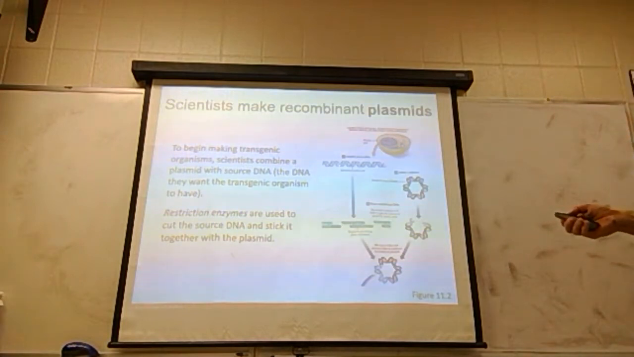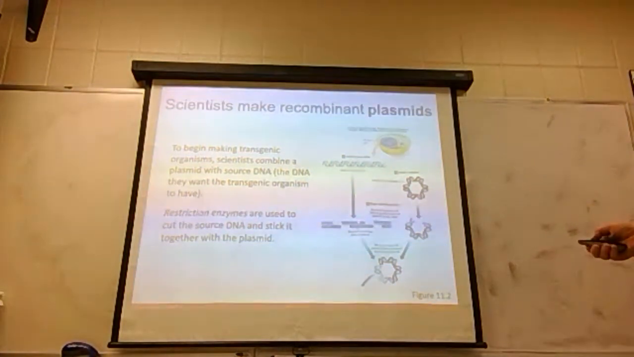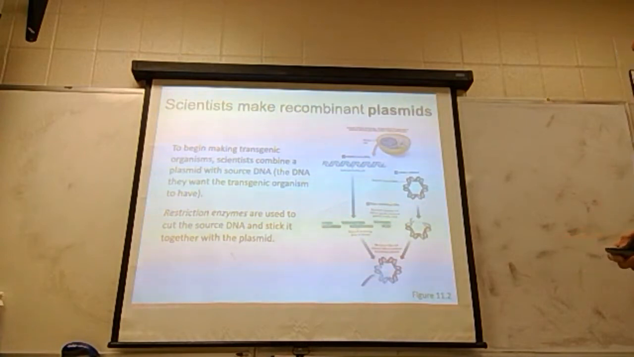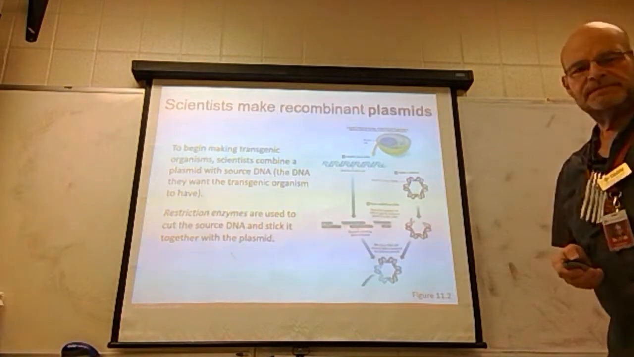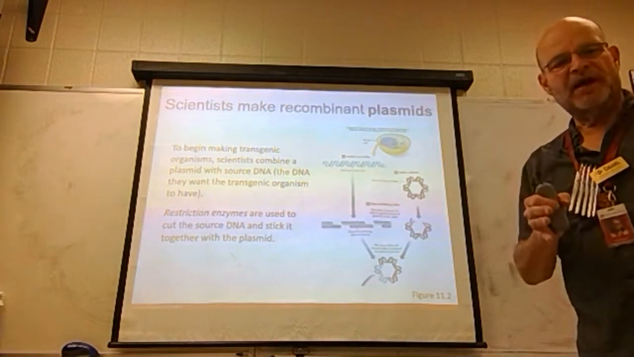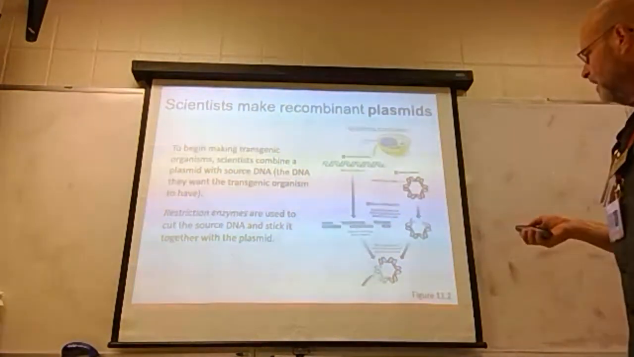Once we have that accomplished, here's my DNA from the human cell for making insulin. We find the plasmid, we open the plasmid at a particular place, we segment the DNA, we find the portion that makes insulin, and then we stick it into the plasmid. We do this by using structures called restriction enzymes. These restriction enzymes are going to cut the DNA at a very particular place.